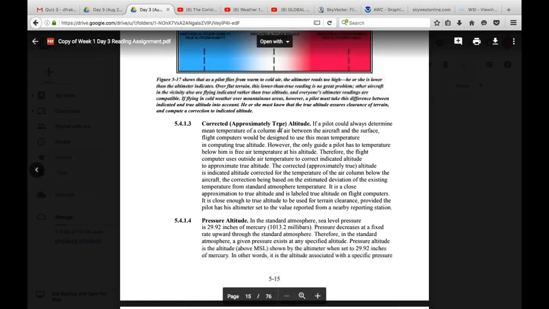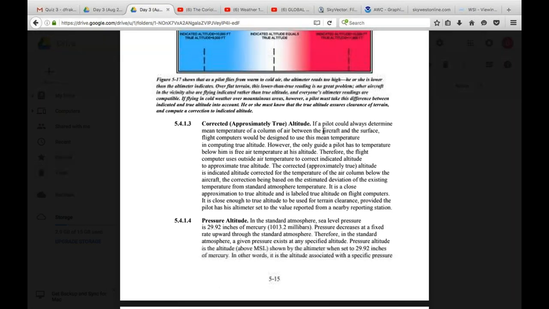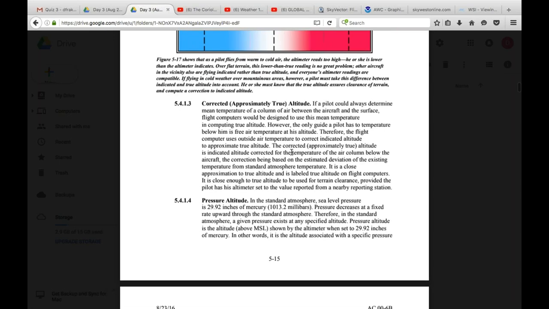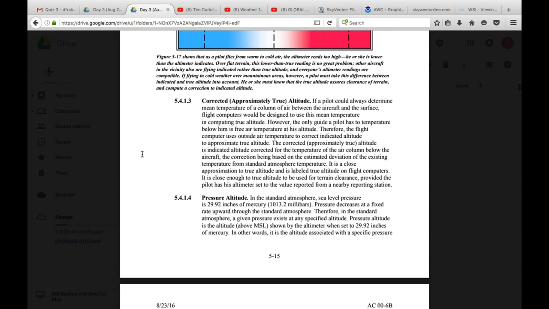So, corrected approximately true altitude. If a pilot could always determine the mean temperature of a column of air below the aircraft and the surface, flight computers would be designed to use this mean temperature in computing the true altitude. However, the only guide a pilot has to temperature below him is free air temperature at his altitude. Therefore, the flight computer uses outside air temperature to correct indicated altitude to approximately true altitude. The corrected altitude is indicated altitude corrected for the temperature.